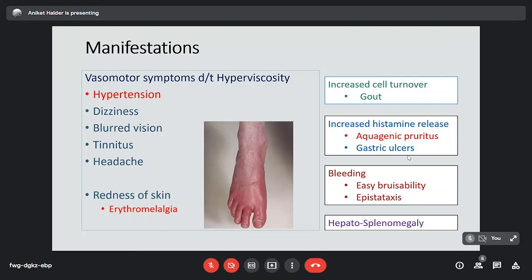There is another entity called aquagenic pruritus. If a patient with polycythemia takes a hot shower, they manifest severe itching in the body. This is thought to be due to increased histamine release after a hot shower. Apart from this, there can be different bleeding manifestations due to increased platelet count and consumption of platelets in thrombus formation. And lastly, there can be hepatosplenomegaly due to congestion of the liver and spleen due to this increased red cell mass.